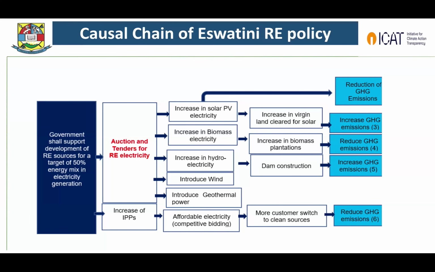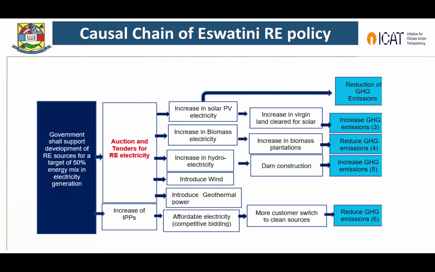So the auctions will be different for the different technologies. So you have an increase in solar PV electricity. For each of these technologies, since there will be a decrease in the use of coal power plants, it means there will be a decrease in GHG emissions.